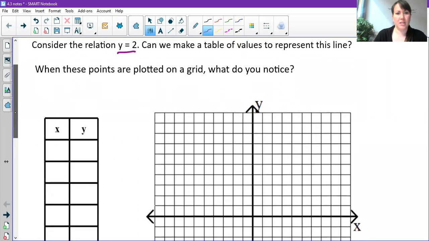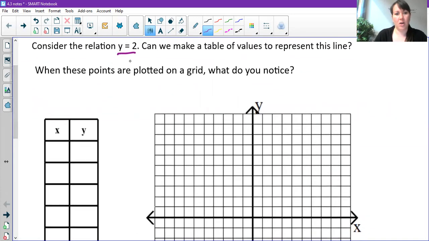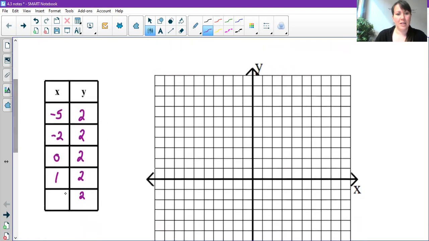What this equation is saying is that the y value is always 2, no matter what. So all the way down the y column, I'm going to put the number 2. In the x column, it actually doesn't matter what we put. X can change. So I could put, for example, -5, or maybe -2, or 0, or 1. It really doesn't matter, or 6.